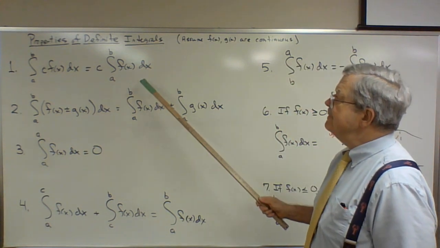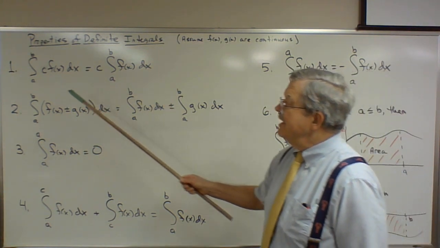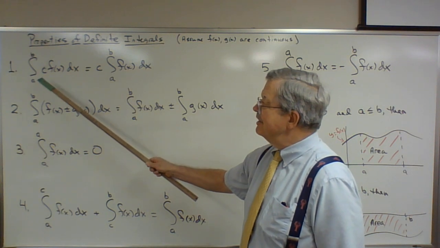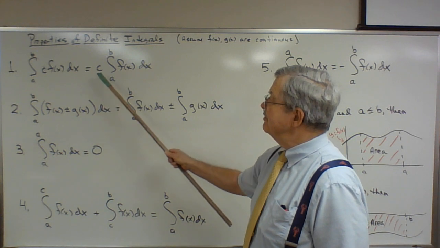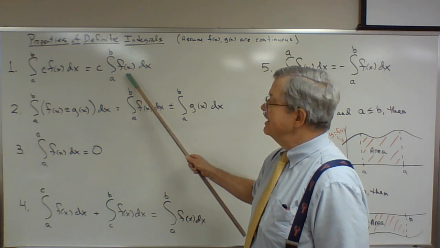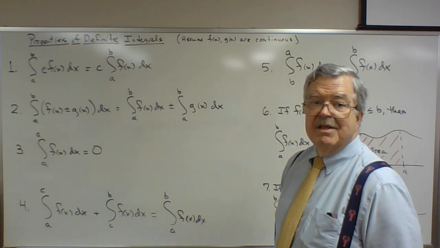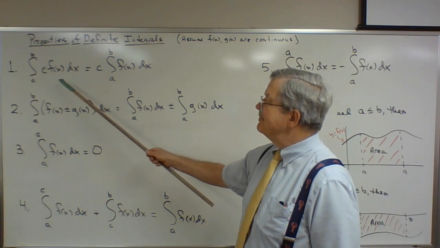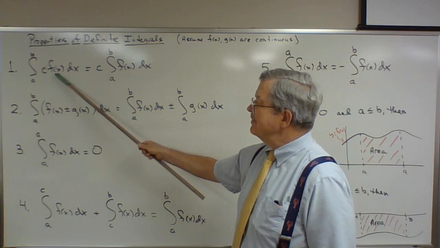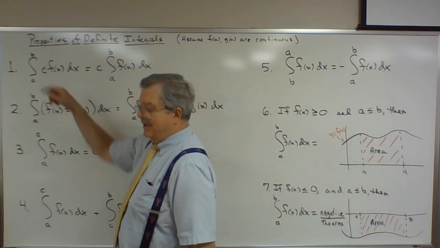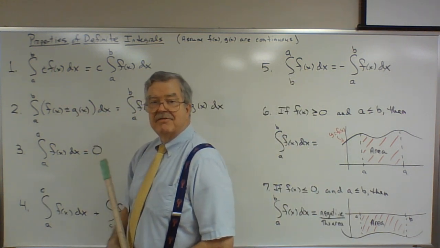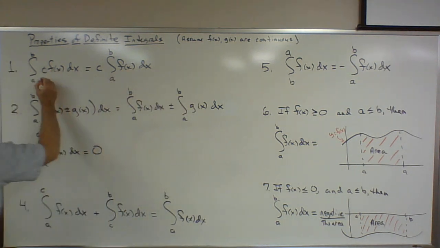And the first one is that if we have a definite integral of a constant times a function, that's the same thing as the constant times the definite integral of the function. So in other words, if we have a definite integral, constant times a function, we can just take that constant factor and just slide it out in front of the integral sign.